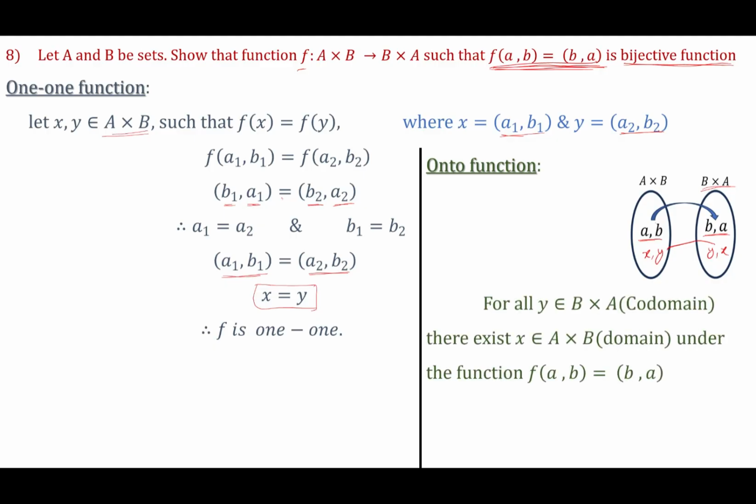Therefore, for all (b, a) in the codomain, there exists (a, b) in the domain, under the function f of (a, b) is equal to (b, a). Therefore, the given function is onto. If a function is 1-1 and onto, that means the given function is a bijective function.